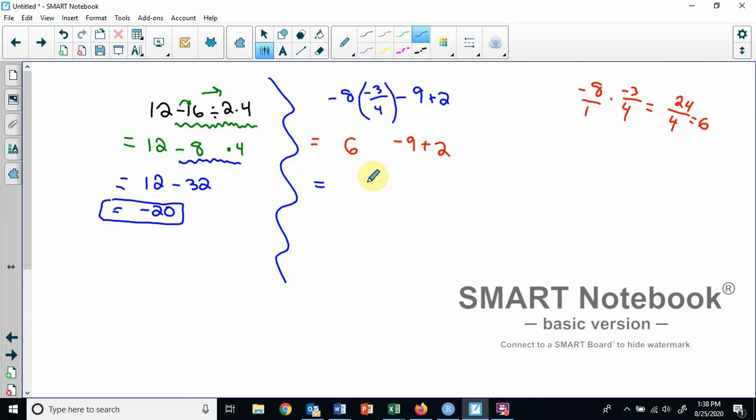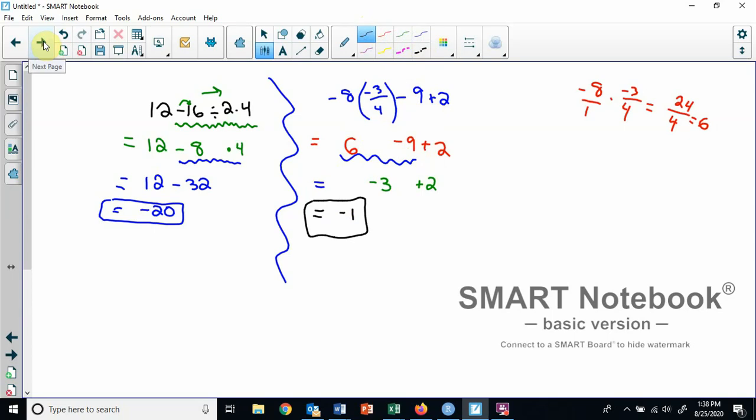6 minus 9, that's what we shall do next. 6 minus 9 is negative 3. Bring down the plus 2. And finally, negative 3 plus 2 is negative 1. So order of operations, just moseying along. Make sure you're careful with it.